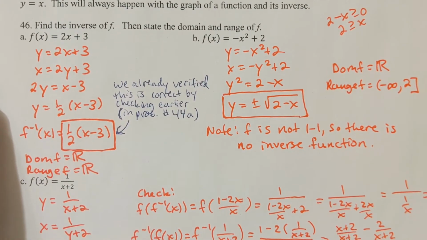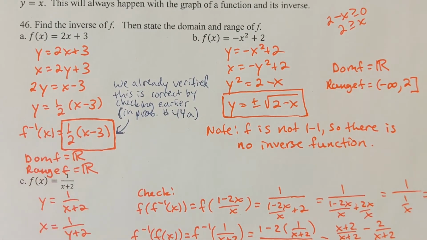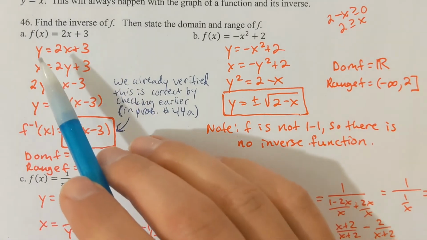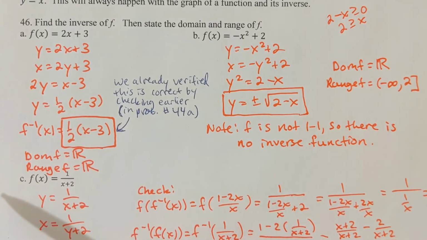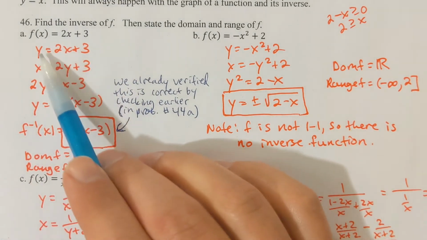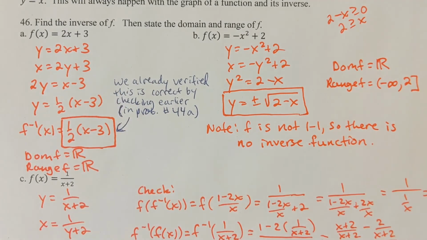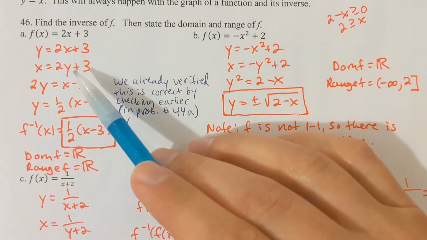We want to find the inverse of f and then state the domain and the range of f. Part A, f of x equal 2x plus 3. Let's find the inverse of f. Y and f of x mean the same thing. And so I'm going to first rewrite this equation in terms of y and x. And then remember, with an inverse, it's all about switching x and y. So that's what I've done next. I've switched x and y.